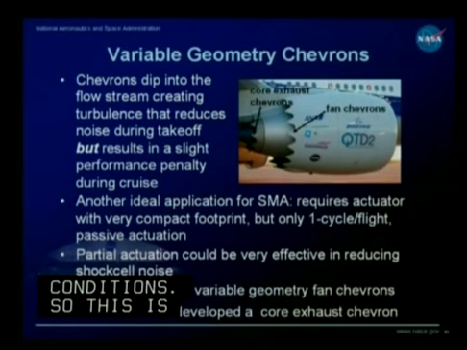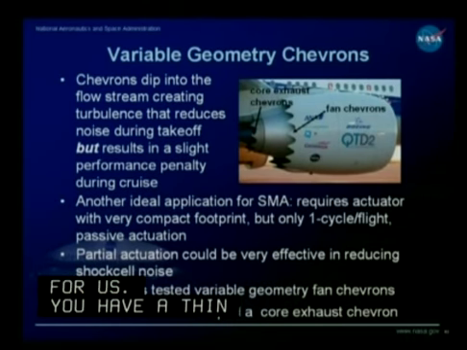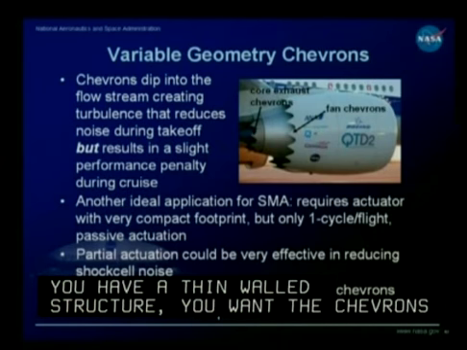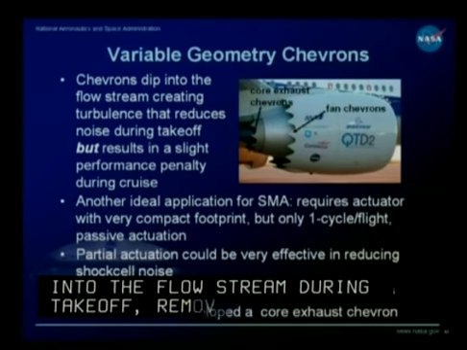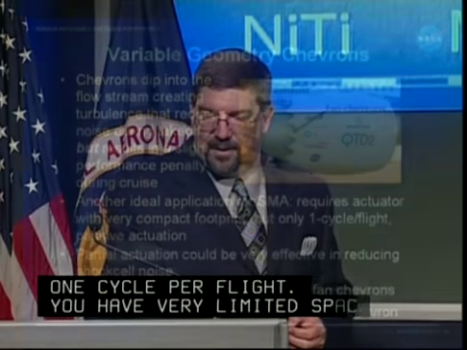You have a very thin-walled structure. You want these chevrons in the flow stream during takeoff, removed from the flow stream during cruise so you don't get your penalty. It's one cycle per flight. You have very limited space to put these things. So it's one of those applications that have been studied in more detail.